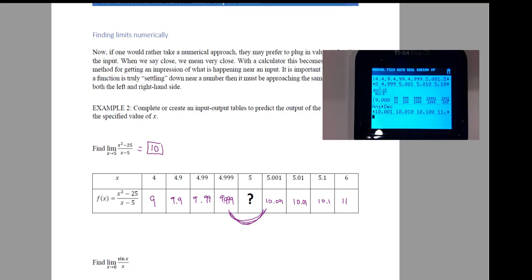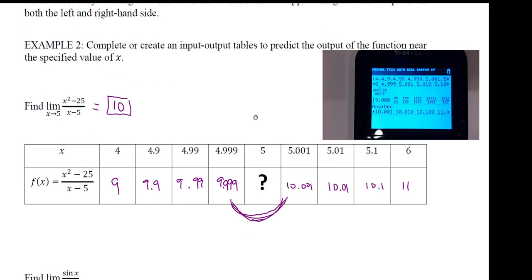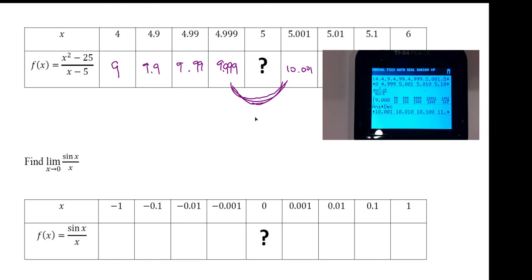Yeah, nice. Okay, how about sine of x over x? What's happening to this function? So this time, let's again make a list, and in that list, we'll stick in -1, -0.1, -0.01, -0.001, and then go on the positive side with 0.001, 0.01, 0.1, and 1. There's my list. Let's calculate the sine of the list divided by the list.